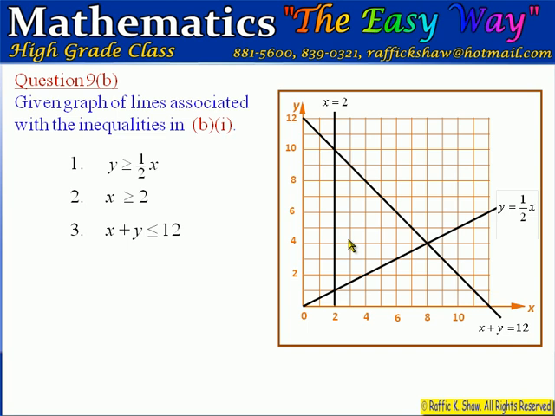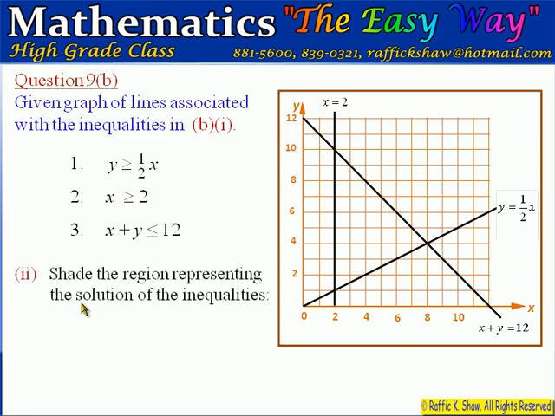So let's now answer the questions. Part 2 wants us to shade the region which represents the solution of the three inequalities. In other words, shade the region that satisfies the three inequalities, or shade the common region. And as we have explained, the common region is inside this triangle here. So let's go ahead and shade that region that satisfies the three inequalities. Alright, so let's move down now to part 3.